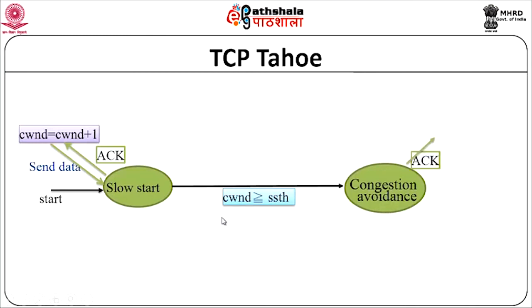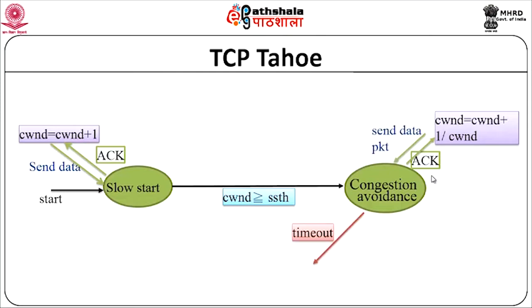So, when you go into congestion avoidance, what would happen is that you will now increment your congestion window by 1 for every congestion window amount of packets that you have sent. That is, when you get an acknowledgement for the entire congestion window, then you increment it by a value of 1. So, this is what will happen in the congestion avoidance phase.